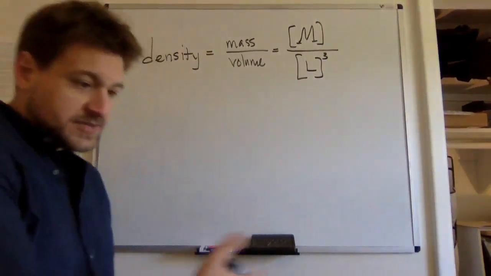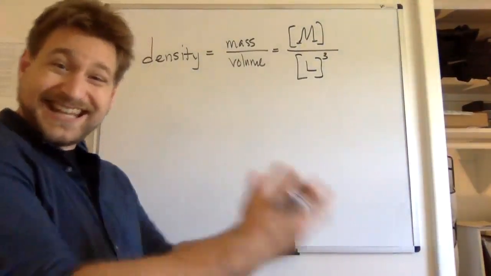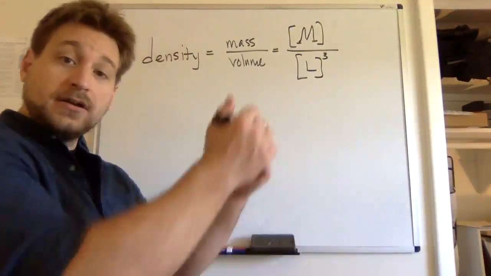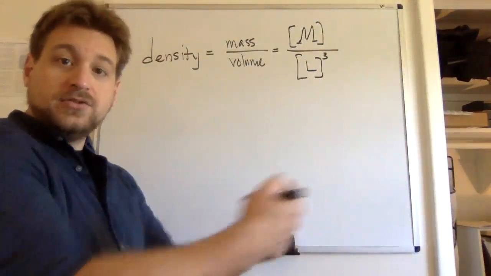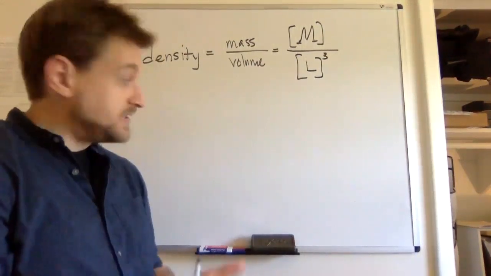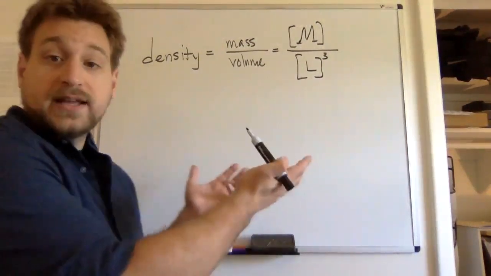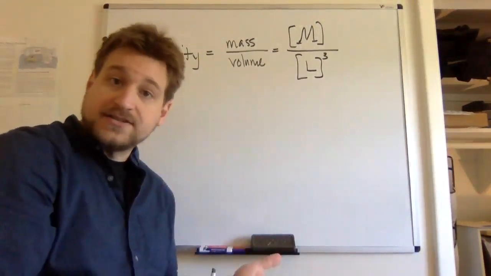So if sometime later we're doing a problem and we end up with some sort of expression that turns out to have the dimension of mass per length cubed, we just found the density of something. Or at least it's something that looks like a density. This is one way that dimensional analysis can help us.